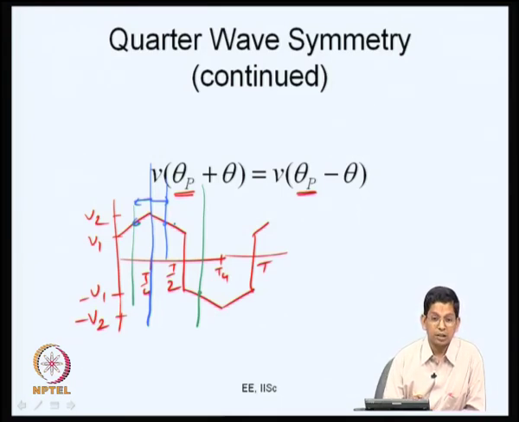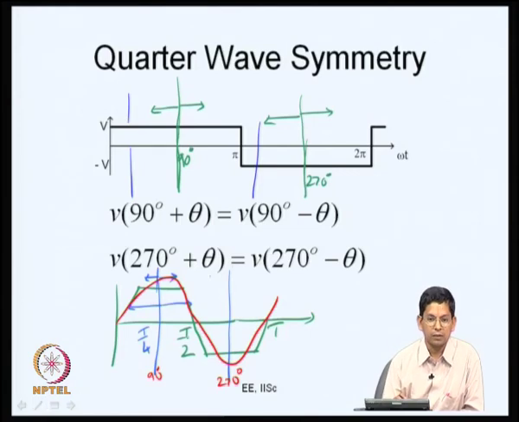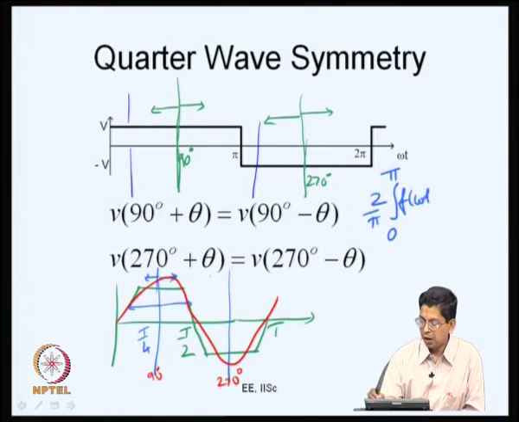Someone can ask now, what is the significance of quarter wave symmetry? The significance of half wave symmetry is that there are no even harmonics. What is the significance of quarter wave symmetry? One answer is, if you have half wave symmetry and you want to find the fundamental amplitude, what you normally do is carry out an integration from 0 to 2 pi. Instead, you can integrate only over 0 to pi and take the factor to be 2 upon pi. You multiply f of omega t by sin omega t, d omega t, and integrate to get the fundamental component.